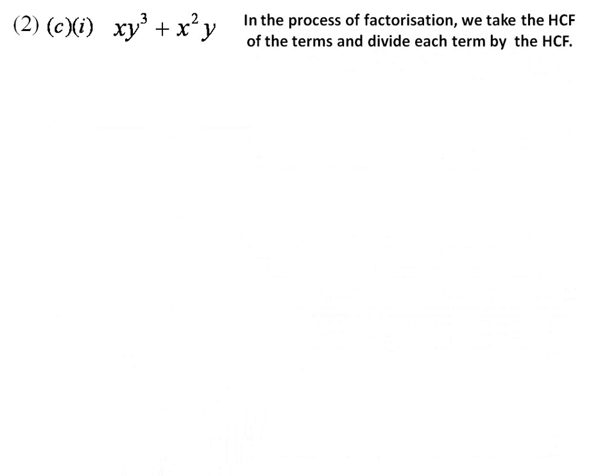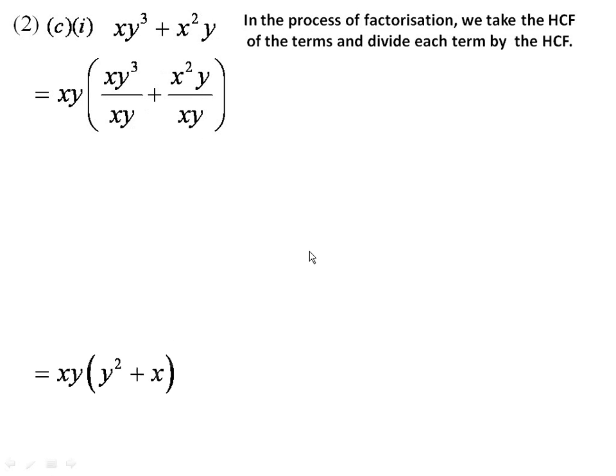Factorization. In the process of factorization, we take the highest common factor of the terms and divide each term by the highest common factor. In this case, the highest common factor is xy. So we take xy as the highest common factor, and we will say what? xy cubed divided by xy, that is y squared, and x squared y divided by xy, that is x.